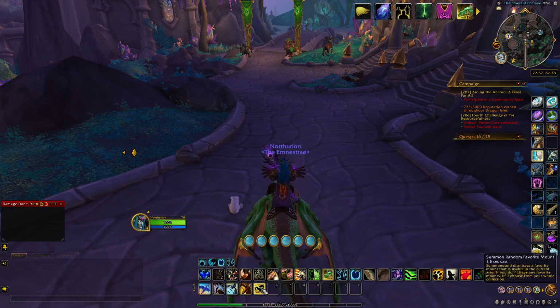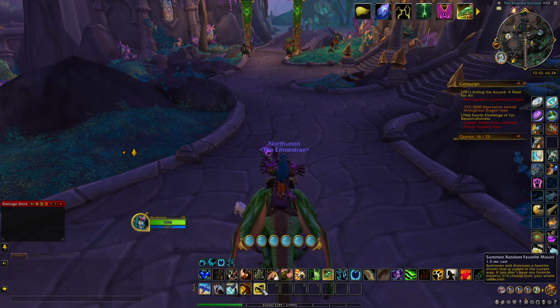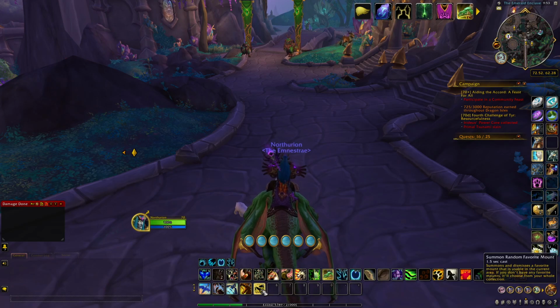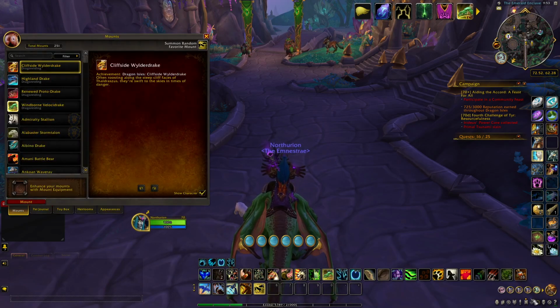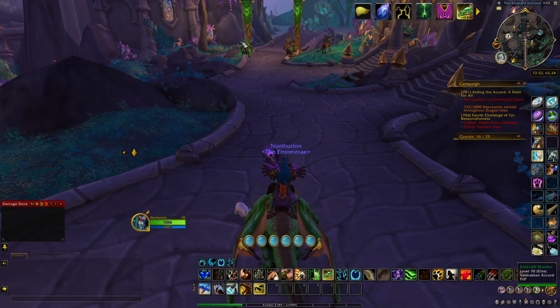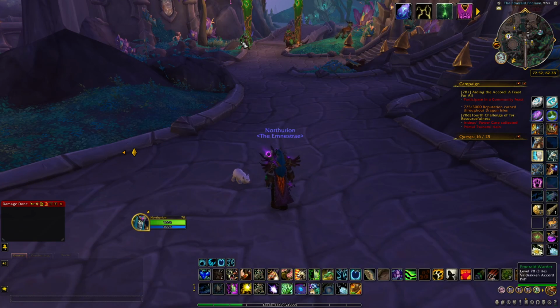Oh, by the way, bonus little thing here. If you're looking for a way to get off your Drake really quickly, put this summon random favorite mount in your Drake action bar, and you find that here in your mounts. Just drag it down there. I put it on key 5, so if I hit the 5 key, you know, I'm off my thing, ready to do combat, whatever.